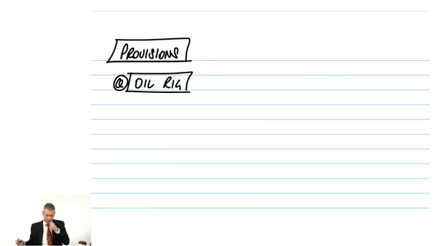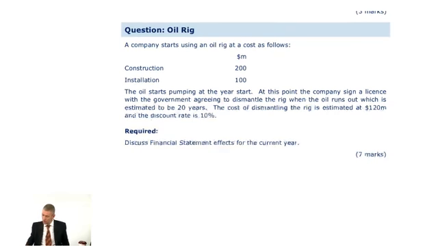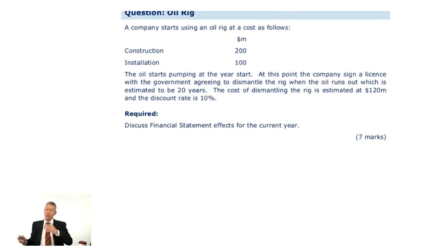Let's have a look at the story. Here it is. There we go. A company starts using an oil rig at a cost as follows. So we have 200 and we have 100. The oil starts pumping at the year start.